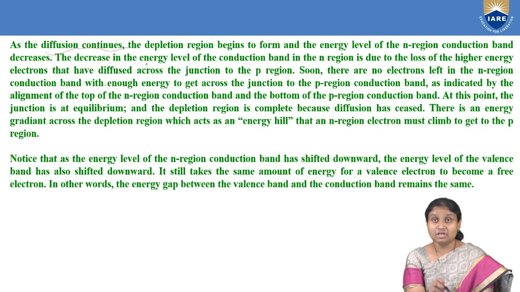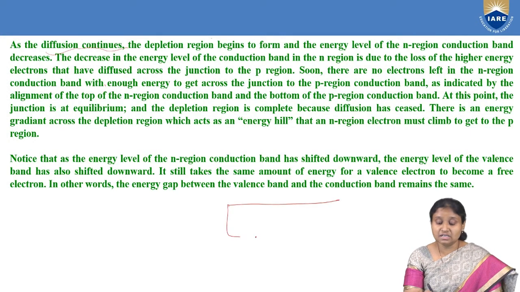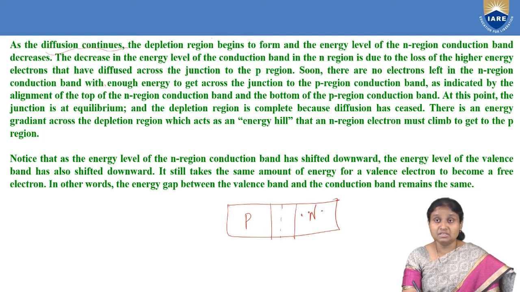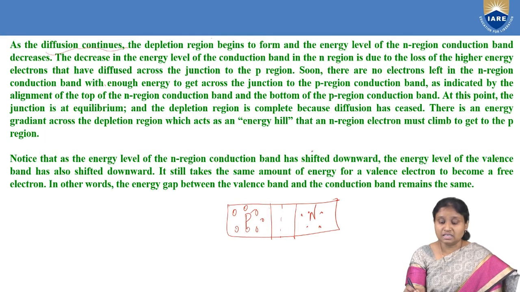And there is a logic to the decrease in the energy level of the conduction band. The decrease in the energy level of the conduction band in the N region is because of the loss of energy of electrons to the holes in the P region. So if we consider our P-N junction, when these electrons in the N region migrate to the P region, where we have holes, they are going to lose their energy to holes in the P region. Because they lose their energy, we observe a decrease in their energy levels.